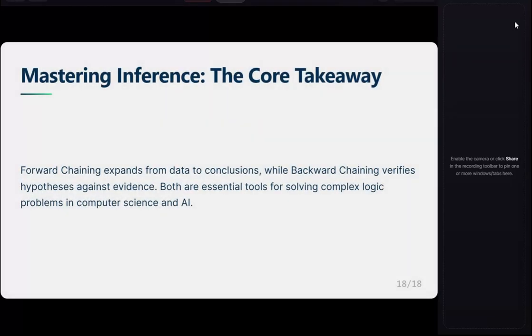To wrap up, forward is facts to conclusions, backward is goals back to evidence. Both are essential. As you go on to build more complex AI systems, remember these two paths.